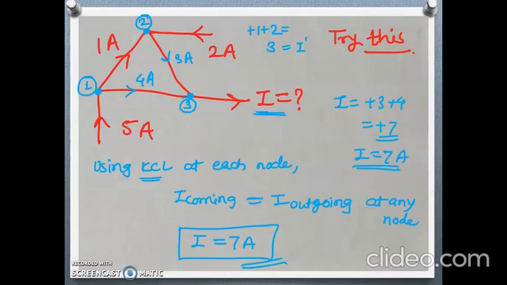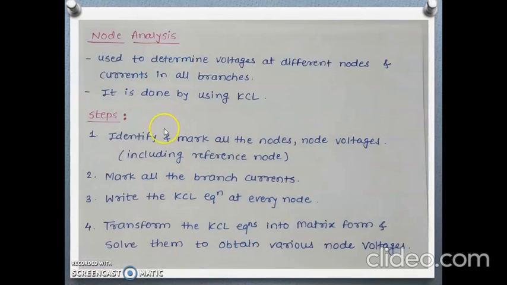Now let's discuss the nodal analysis. Nodal analysis is used to determine voltages at different nodes and currents in all branches. This is mainly used to determine voltages at different nodes. Suppose we are given one circuit and we want to find the voltage at each node. Then this nodal analysis is useful. And this is done by using KCL, which we have already discussed.